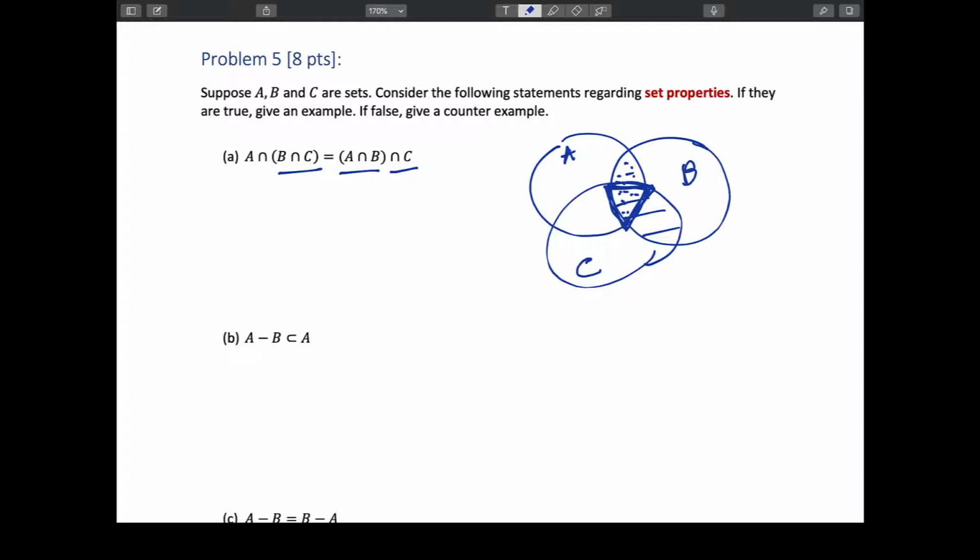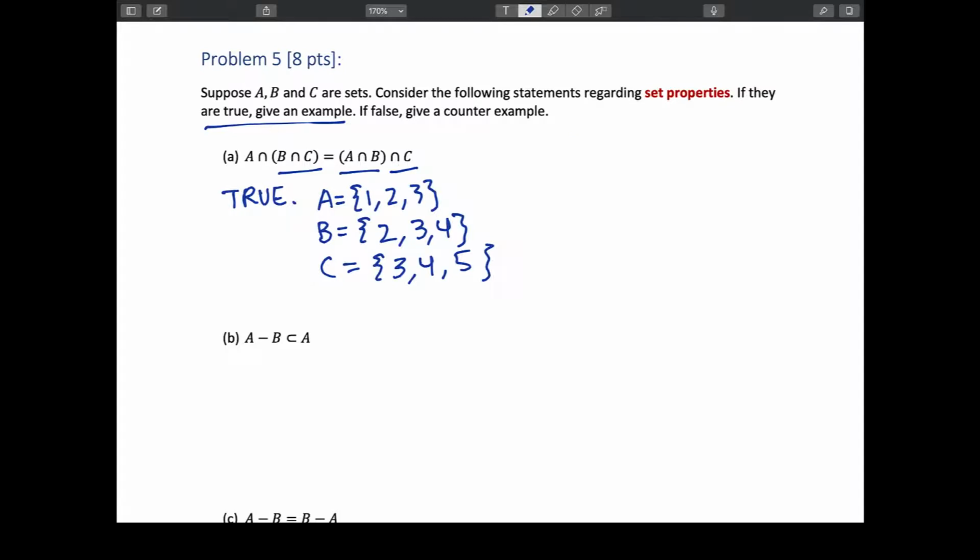And this is a property of sets. And so it says, if I believe it's true, give an example. And so I'm going to claim this is true. And there's my sort of diagram representing it, but I want to give an example. And so with this example, what I can check is that B intersects C is going to be 3 and 4, and A intersect B is equal to just 3.